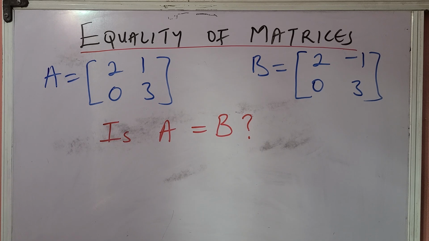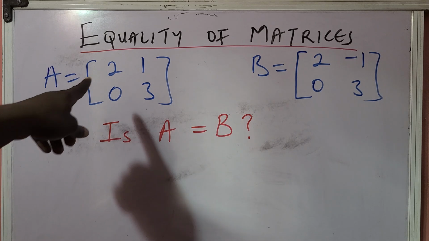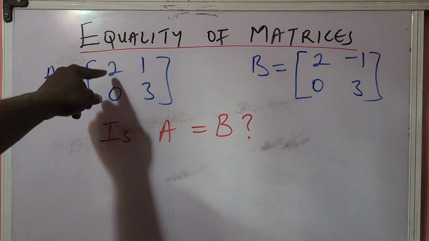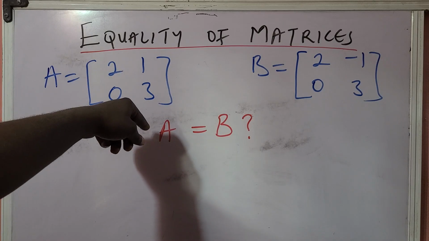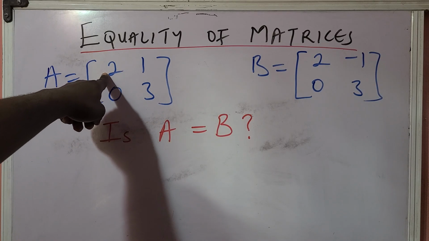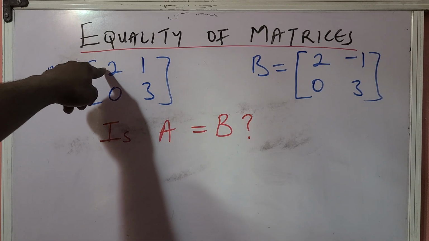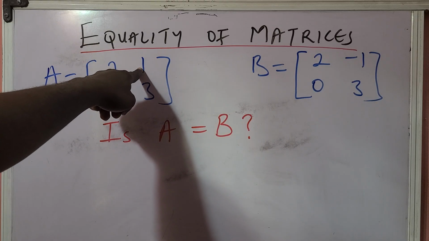B. What I mean by that is every element. Don't forget, in this case, we define matrix A as having two rows and two columns. This is row 1, column 1. This is row 1, column 2.